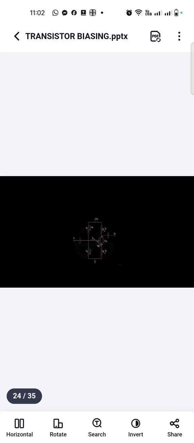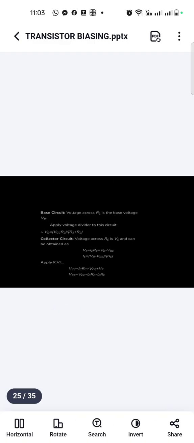Then this is the circuit diagram of what? Voltage divider bias. In this voltage divider bias, see the diagram. What's the difference between the other two from the base resistor? On the base side, only one resistor is used, right? Collector to base bias: from collector to base we are connecting one resistor as feedback. But here only the resistors are divided, R1 and R2.